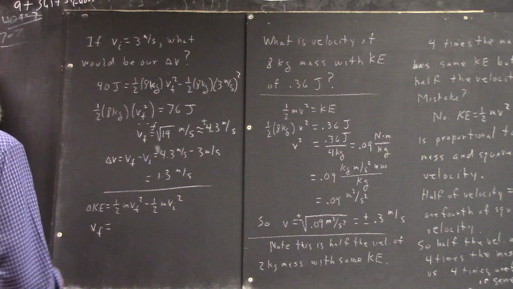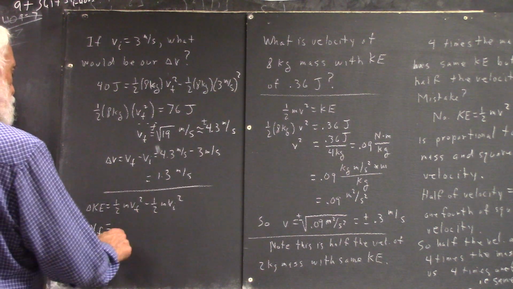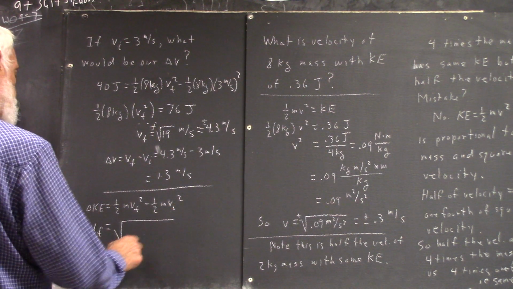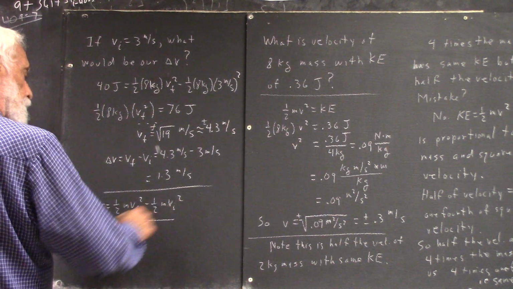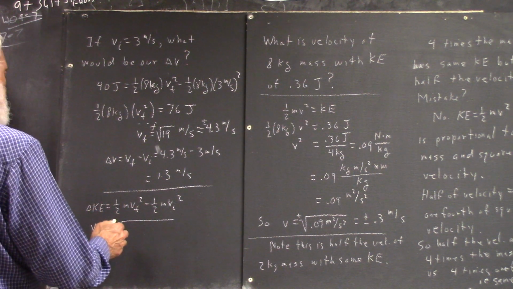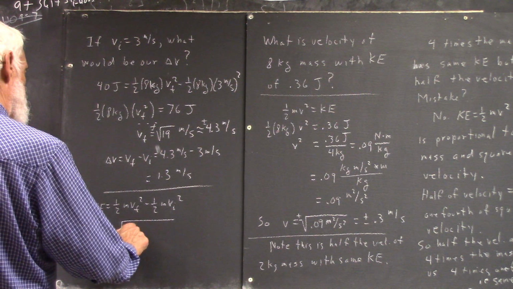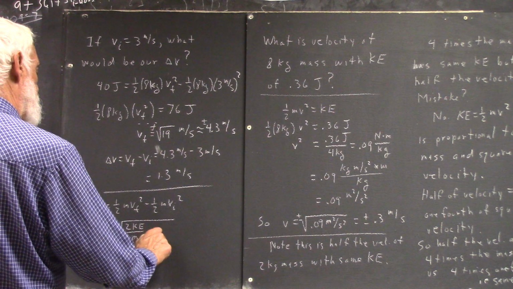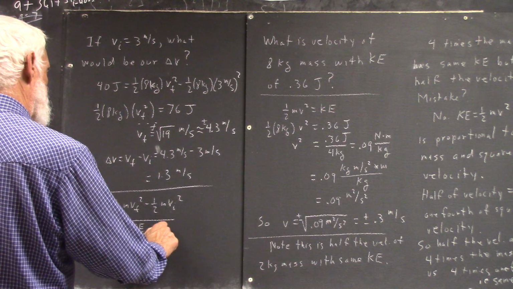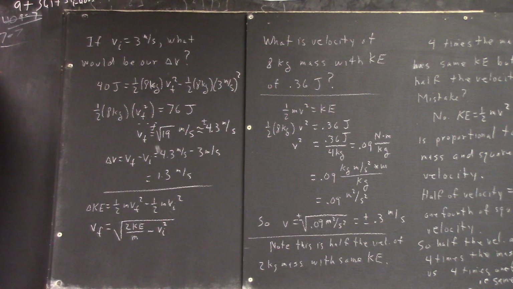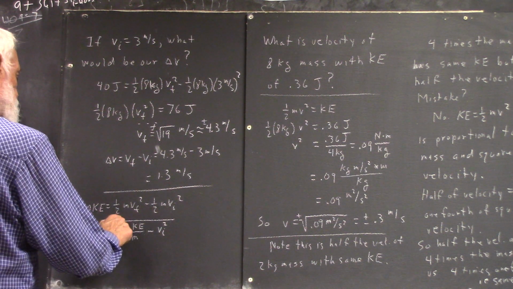Okay, if we solve this, we get VF equals the square root of, we're going to add this to both sides. So we're going to have our delta KE plus the 1/2 m VI squared, but then we're going to multiply by 2 over m. So we're going to get 2 times the kinetic energy over m minus VI squared. Okay? And there's a plus or minus on this.